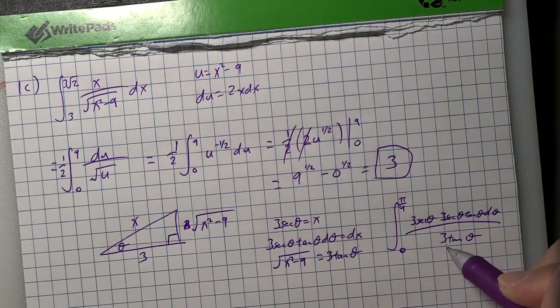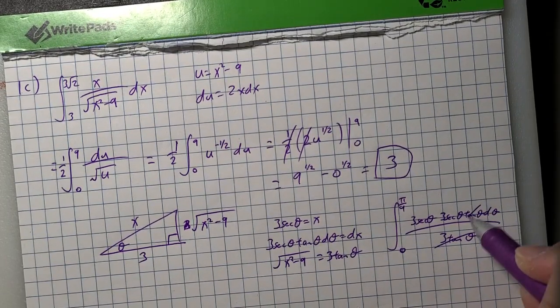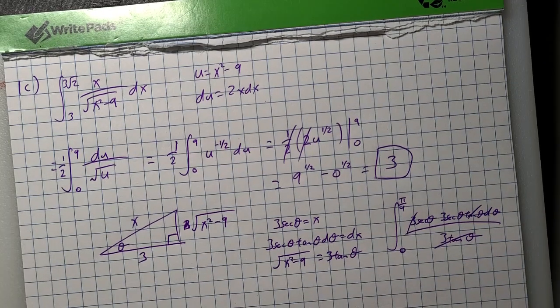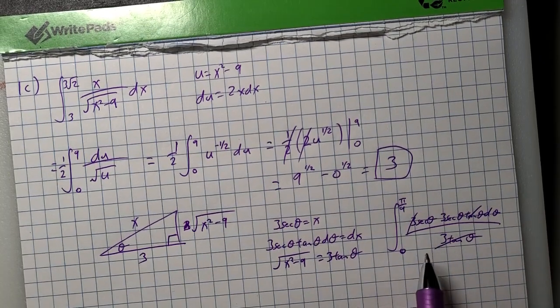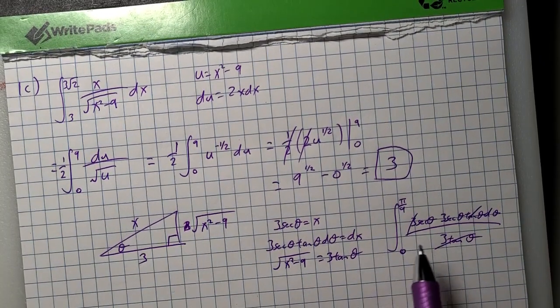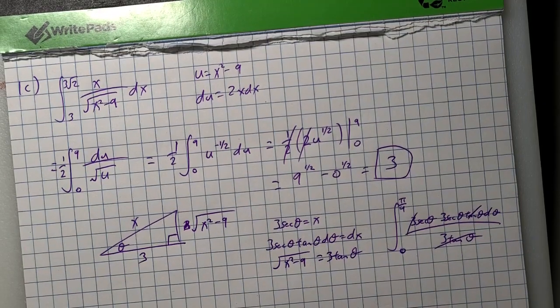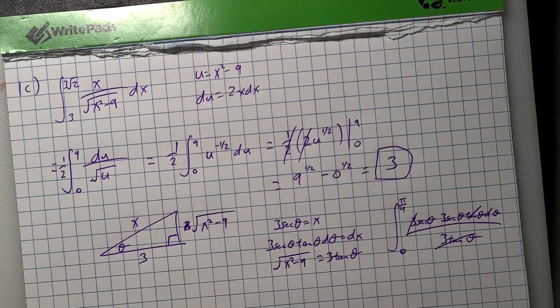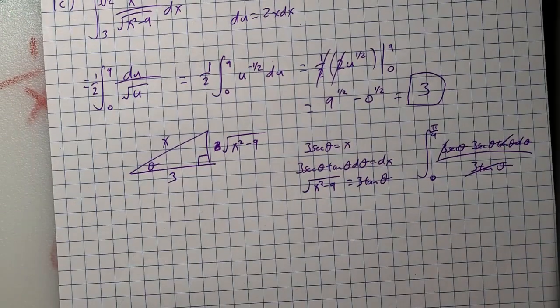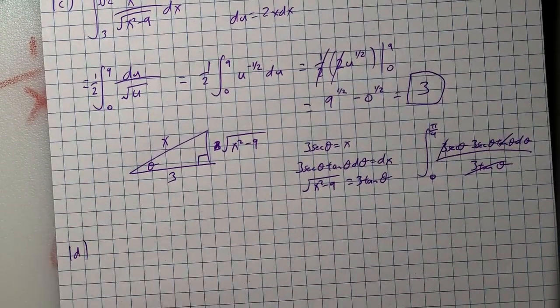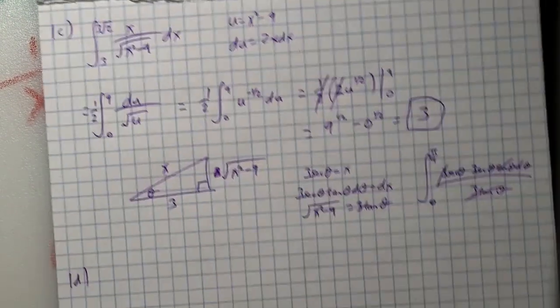Okay, we know that you'll be left with 3 secant squared. The integral of secant squared is tangent. So you get same answer afterward, okay? So that's how we do that. This showed you 2 ways to do it. And in my opinion, the u sub was easier, okay?